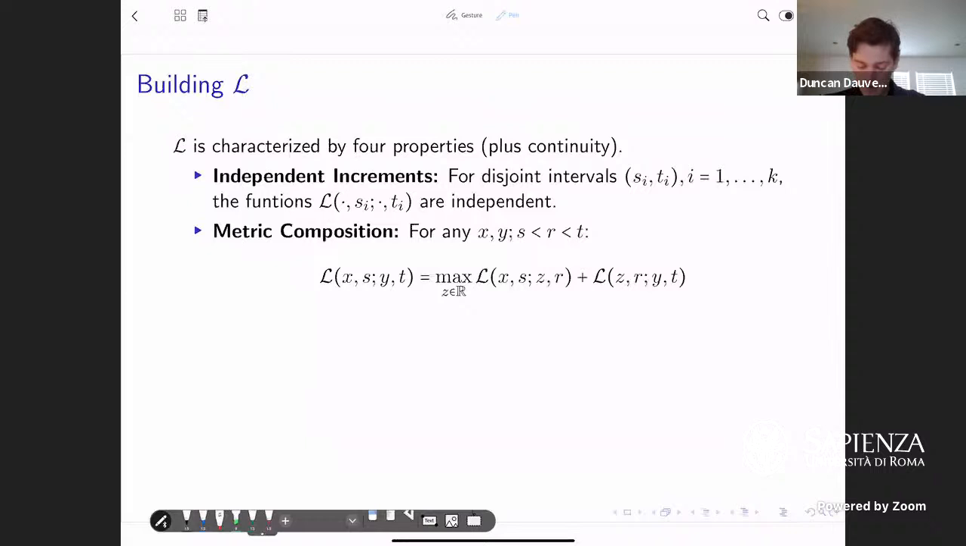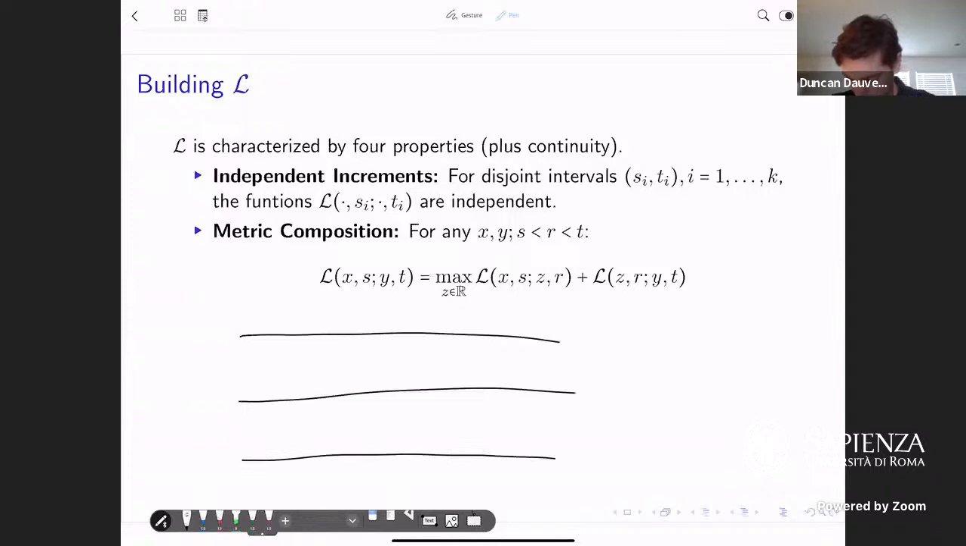The second property is what we call a metric composition law. So this does the following thing. It's going to allow you to take your increment from time S to time R and your increment from time R to time T and construct the increment from time S all the way up to time T. So how does this work? Say I wanted to go from XS all the way up to YT.